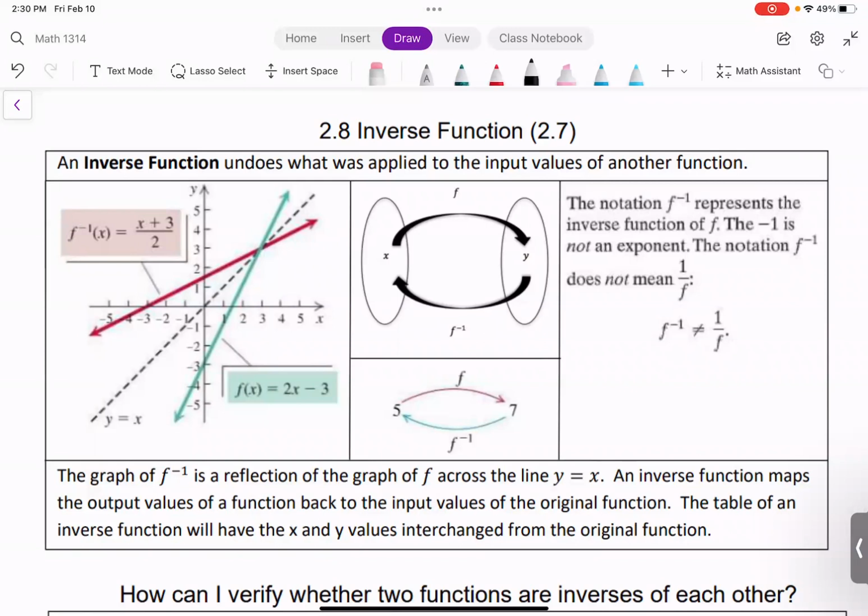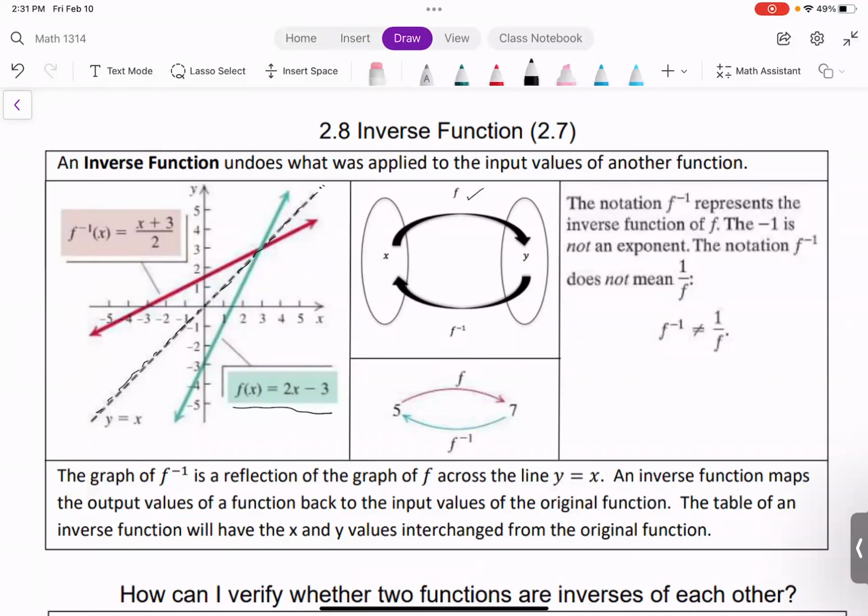The graph of the function and the inverse function is symmetric along y equals x. So this dashed line is y equals x. If I have the function f of x equals 2x minus 3, this is a blue straight line, then its inverse function is the red line. That's the line symmetric along y equals x.